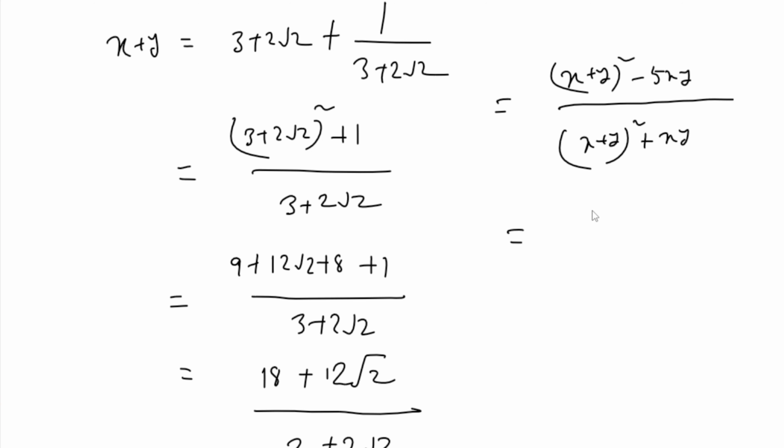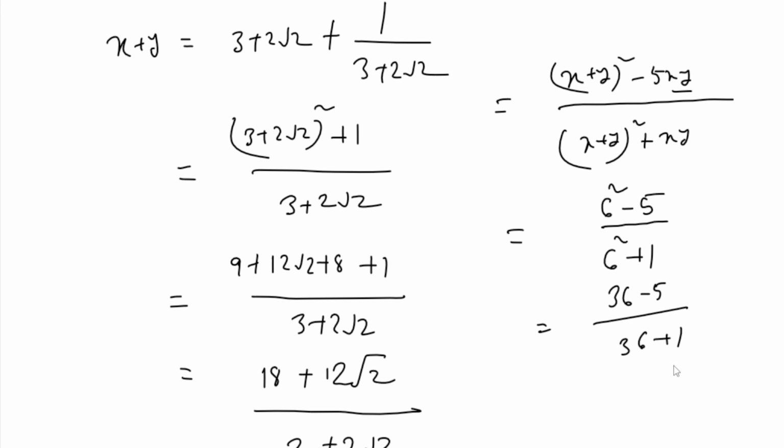So 6 square minus, and the value of xy is 1, right? By minus 5 divided by 6 square plus 1, means 36 minus 5 and 36 plus 1. So it becomes 31 by 37. So this is our answer.